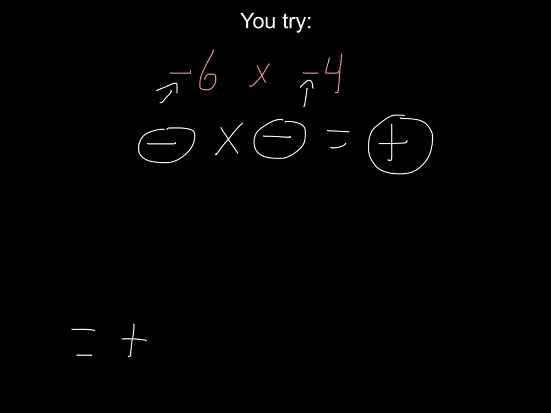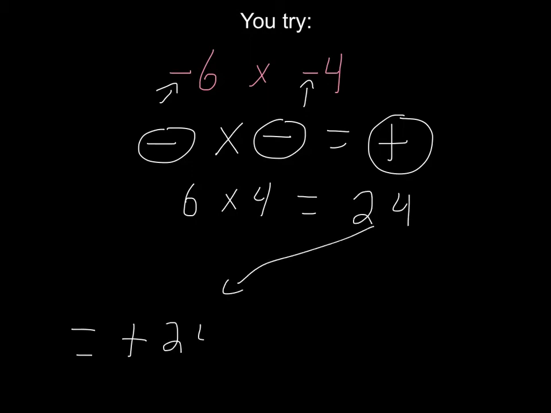And the second step just says to multiply. So we've got a 6 multiplying by a 4. That is going to give us 24. And we know our final answer then will be positive 24.